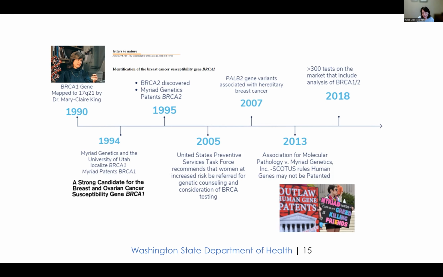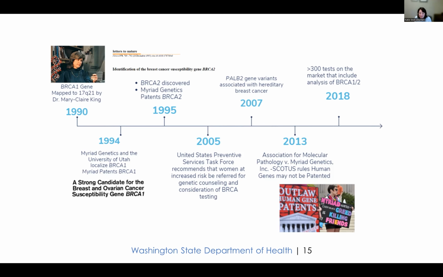It was all the way back in 2005 when the United States Preventative Services Task Force began recommending that women at increased risk for cancer be referred for genetic counseling and consideration of BRCA testing. And a couple of years after that, another gene related to BRCA1 and BRCA2 called PALB2, standing for Partner and Localizer of BRCA2, was discovered. Another important gene related to hereditary breast and ovarian cancer.